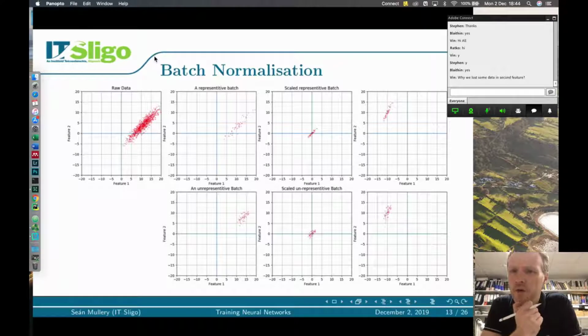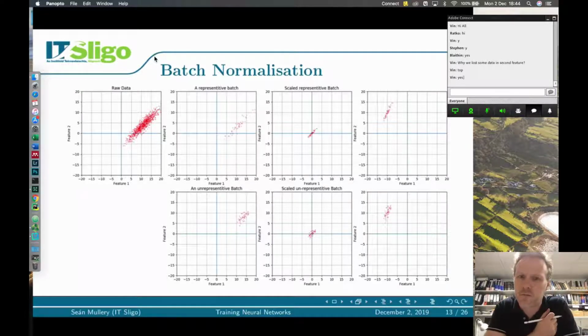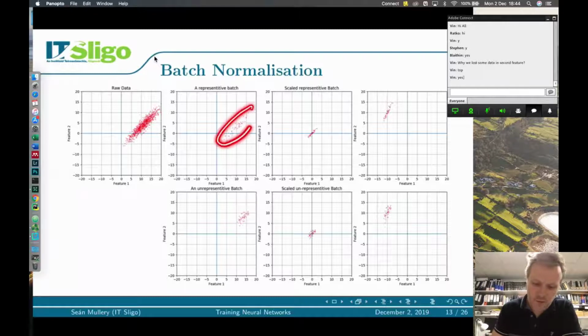Vin is asking why we've lost some data in the second feature. So are you referring to this diagram here? Is that the one you're referring to, Vin, just so that we can be clear? The top one, this one here? Yes, okay. So I don't think we have lost anything in either of the features. Remember, the feature goes across that way and up that way. So if we take any of these, it still has information in both of them. So I'm not sure, maybe you're wondering why we've got fewer dots. Is that what you're wondering?